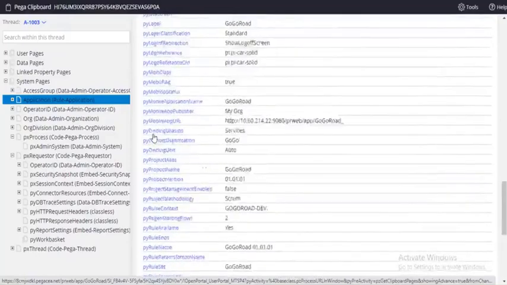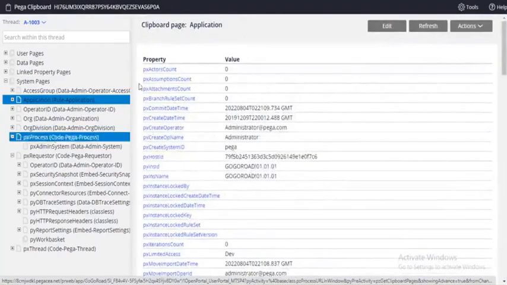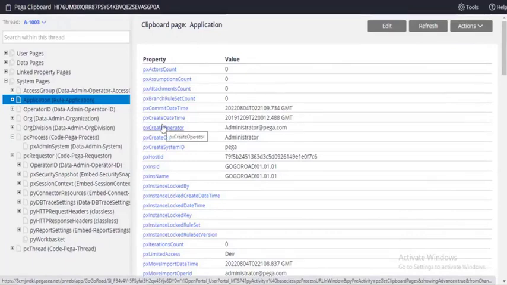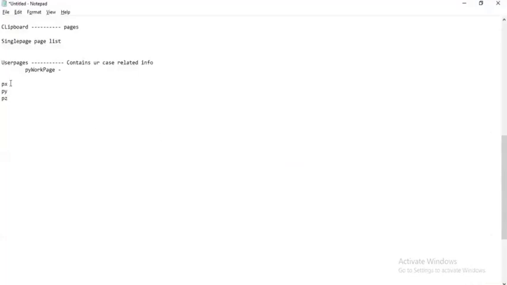And there are some PX properties also. See PX actors count, PX assumptions count. You understand PX, PY and PJ. Now let me tell you the difference between PX, PY, PJ.